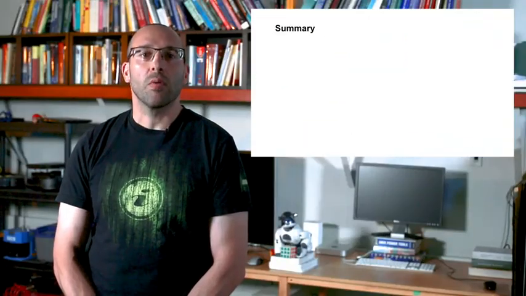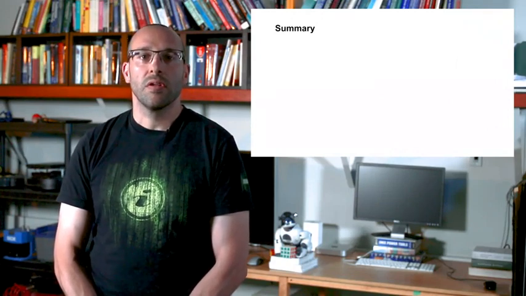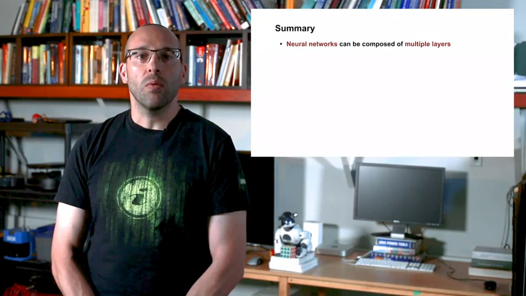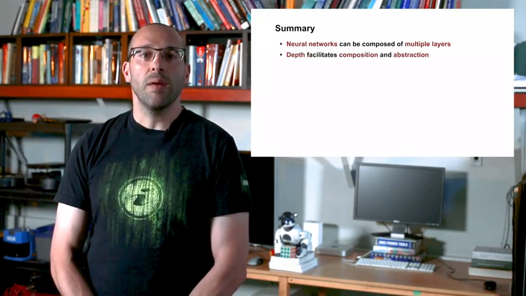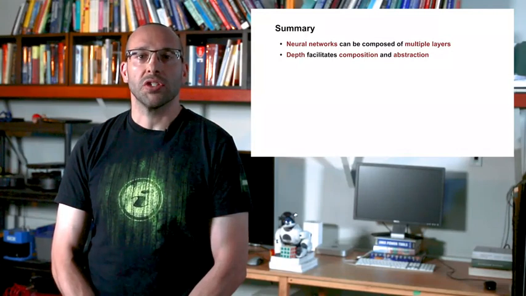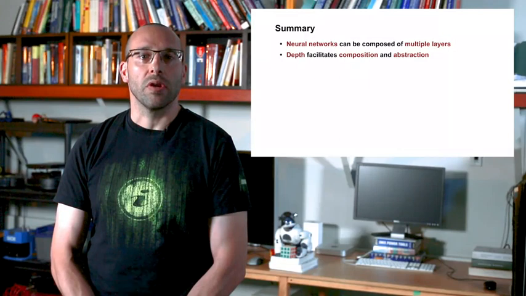Overall, depth in a network can significantly improve our agent's ability to learn features. In this video, we described how networks can be composed of multiple layers and discussed that depth facilitates composition and abstraction. Today, we discussed some of the potential benefits of deep neural networks.